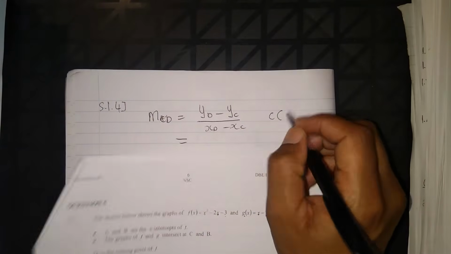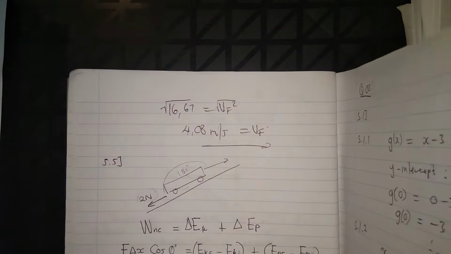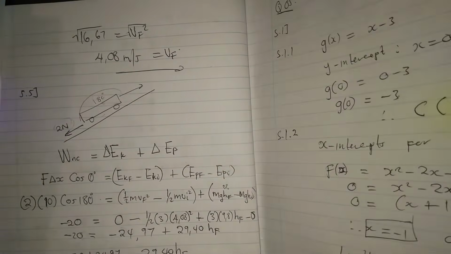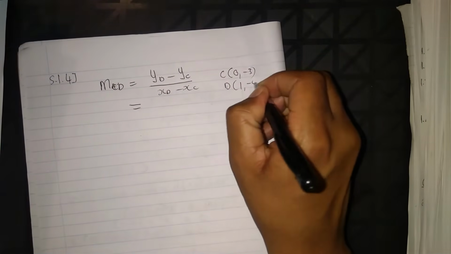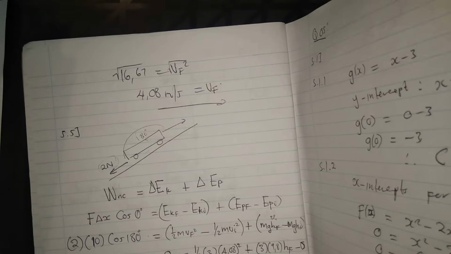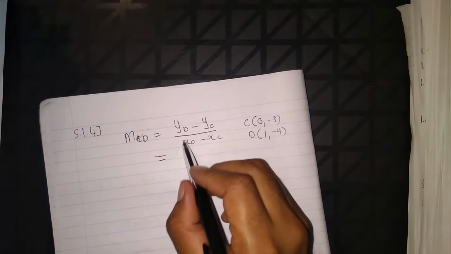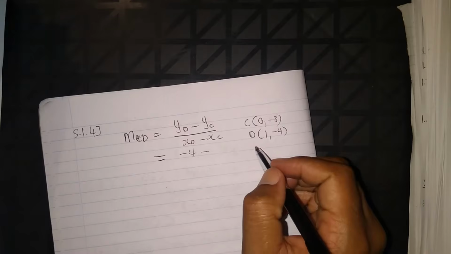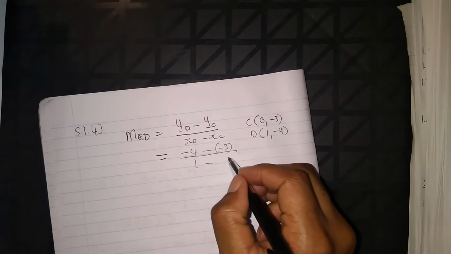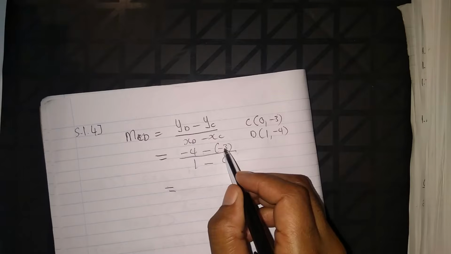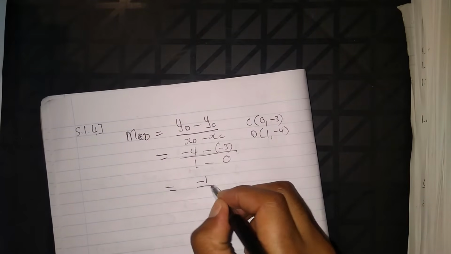Coordinates C is 0 and negative 3, D is 1 and negative 4. So YD, negative 4, minus YC, negative 3, over XD minus XC, which is 1 minus 0, is equal to negative 4 plus 3, which is negative 1. This is our gradient.